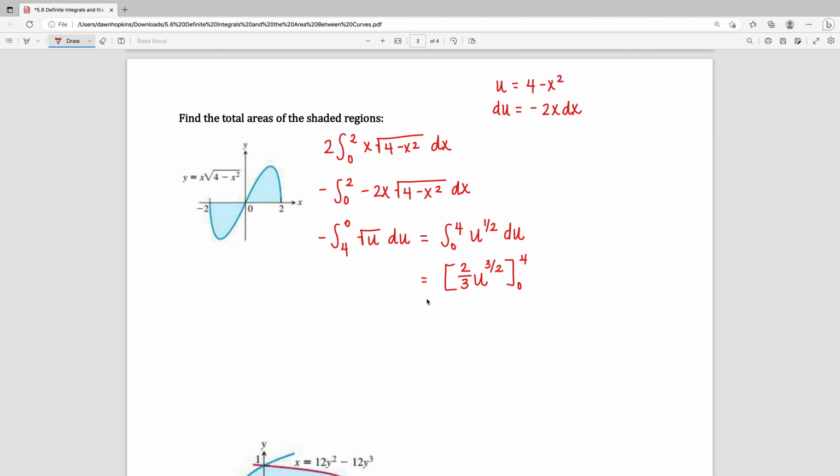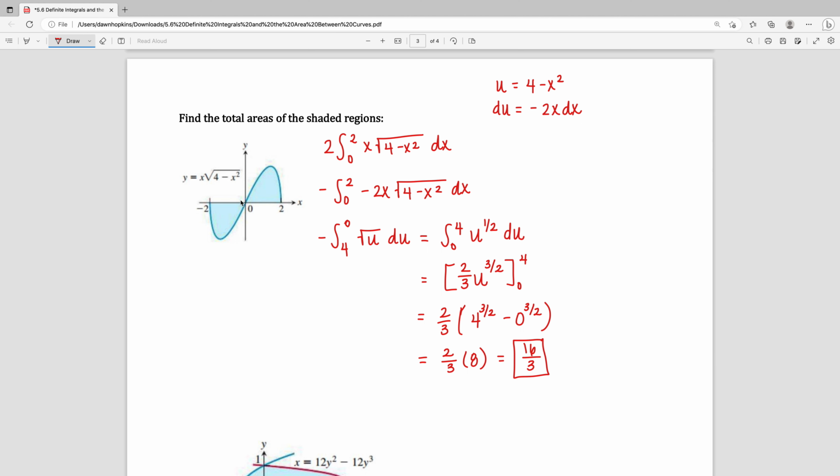I'm going to pull the 2/3 in front. So what I'm looking at, it's a funny looking parenthesis, it's going to be 4 to the 3/2 minus 0 to the 3/2. Well, 0 to the 3/2 is still going to be 0, so I don't need to worry about that, but I'm going to look at 4 to the 3/2 power. The square root of 4 is 2, and then 2 cubed is 8, so I end up with 2/3 times 8, or 16/3. And that would be my total area.